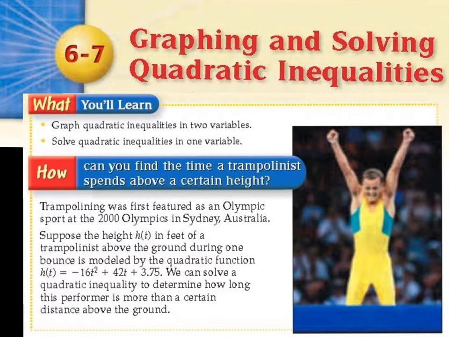Suppose the height, h of t, in feet of a trampolinist above the ground during one bounce is modeled by the quadratic function h of t equals negative 16t squared plus 42t plus 3.75. We can solve a quadratic inequality to determine how long this performer is more than a certain distance above the ground.